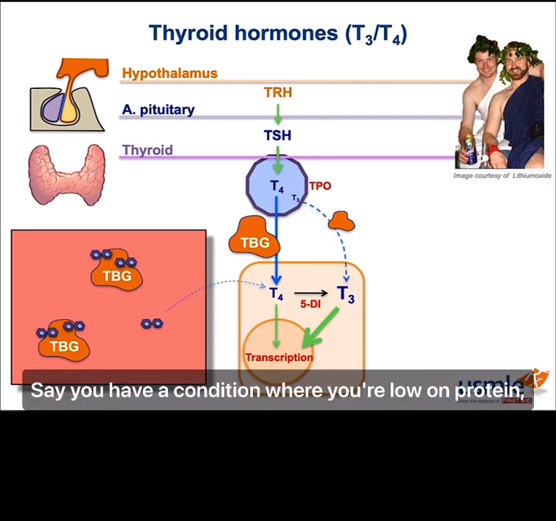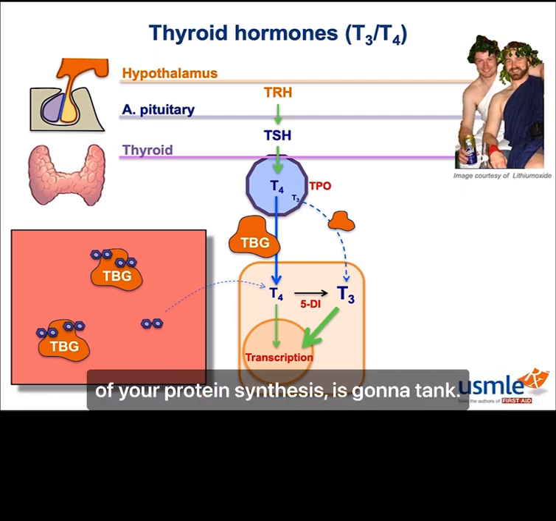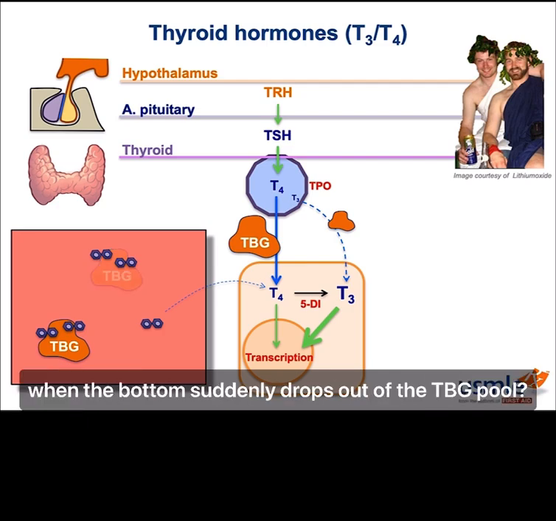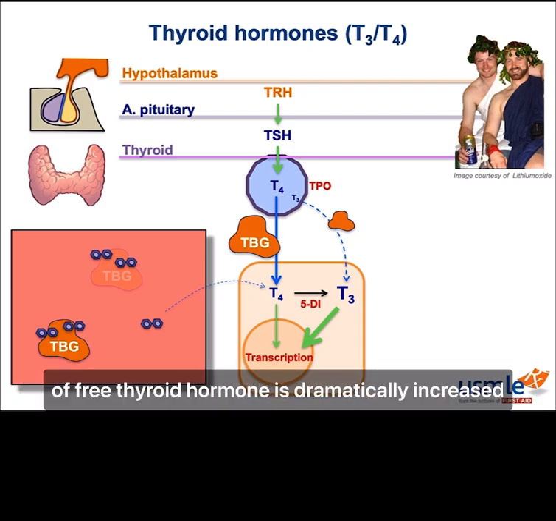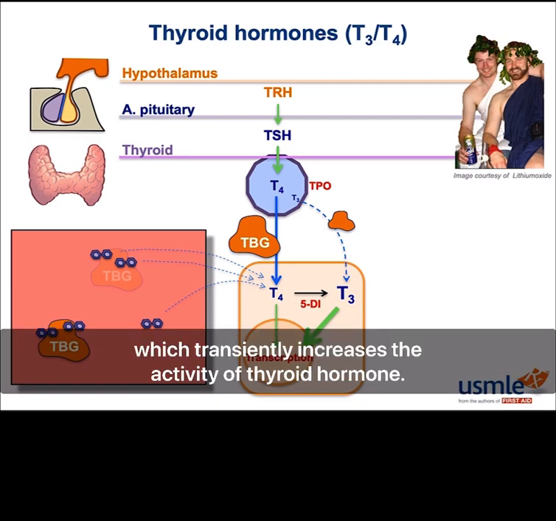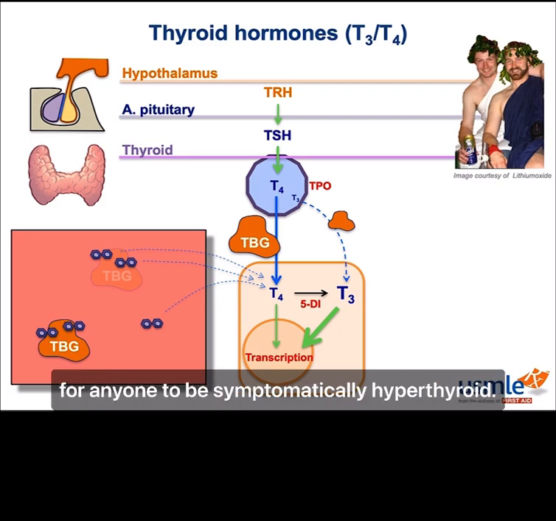Say you have a condition where you're low on protein, for example, liver failure. Your TBG synthesis, like the rest of your protein synthesis, is gonna tank. So what do you suppose happens to your levels of free thyroxine when the bottom suddenly drops out of the TBG pool? Suddenly, your pool of free thyroid hormone is dramatically increased, which transiently increases the activity of thyroid hormone. Don't worry, it doesn't last long enough for anyone to be symptomatically hyperthyroid.